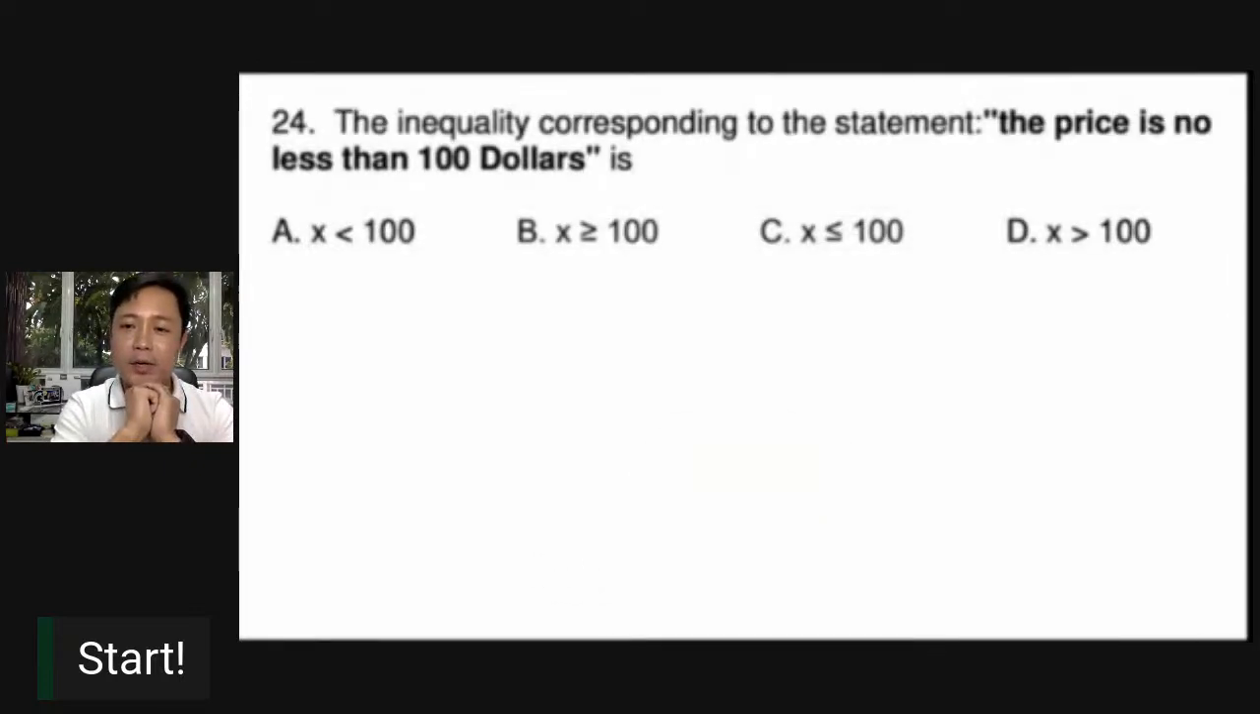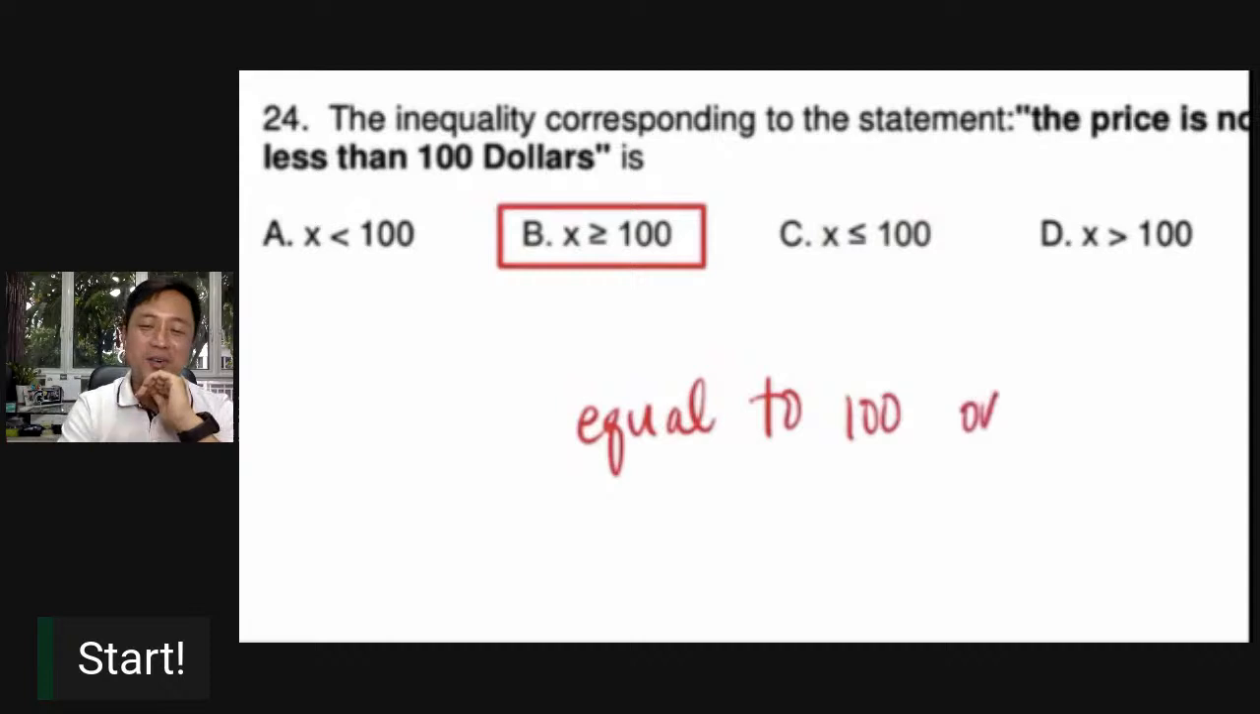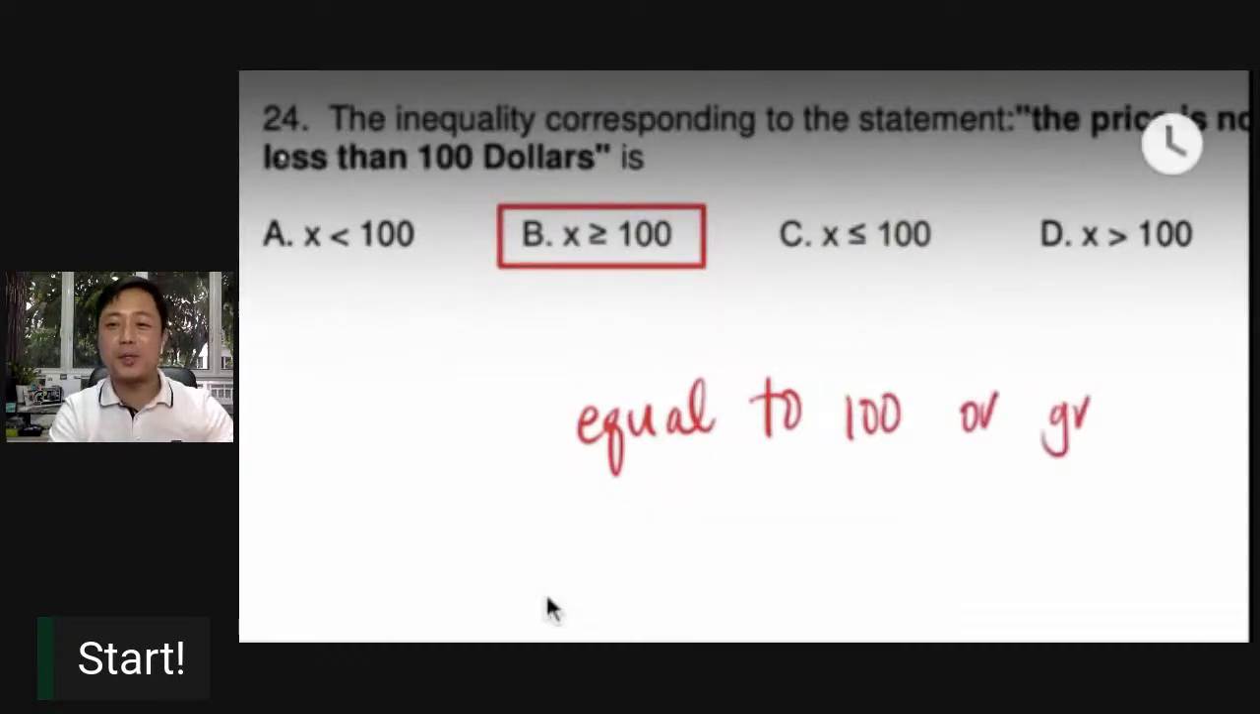What do you think is the answer? Okay, the answer should be letter B. The question says the price is no less than $100. So that means it can be equal to 100 or greater. So the answer is letter B.